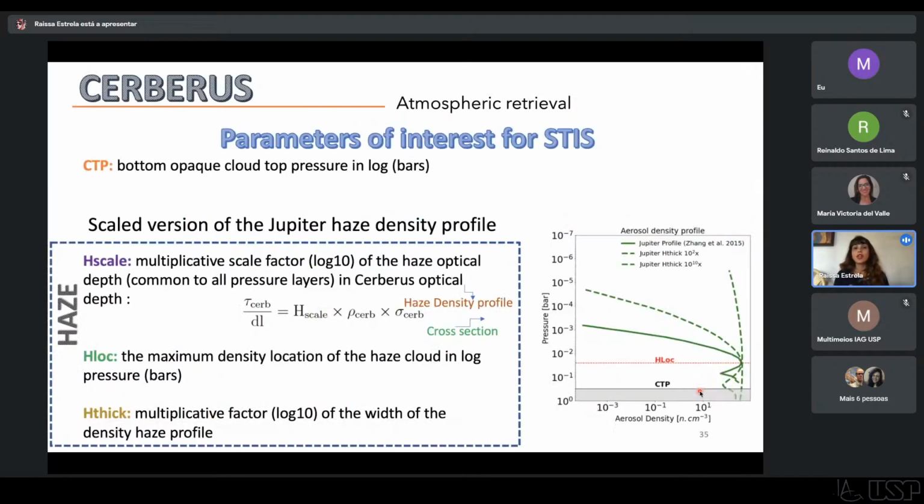So in the case of STIS, Cerberus, the atmospheric retrieval, is mainly focused on interpreting the haze in the exoplanet. To do that, we start with a Jupiter haze density profile, and we parameterize the Jupiter haze profile in terms of a multiplicative scale factor of the optical depth. We also parameterize the maximum density, the peak of the haze cloud. This peak can go higher or lower in terms of pressure. So here you see the atmospheric profile. The haze peak can go up and down, and the thickness of this haze cloud can also vary.